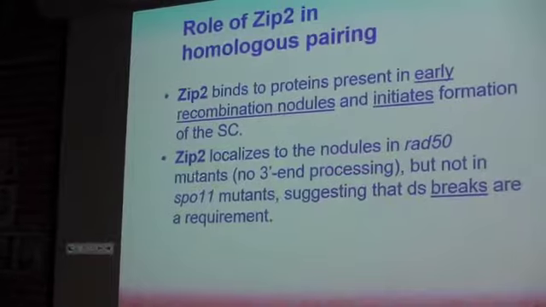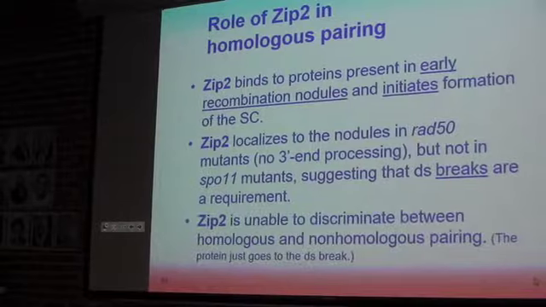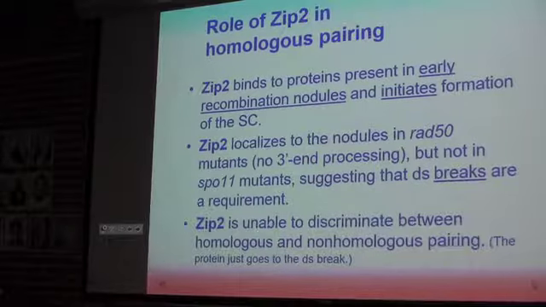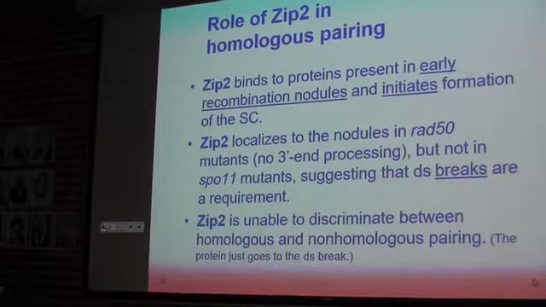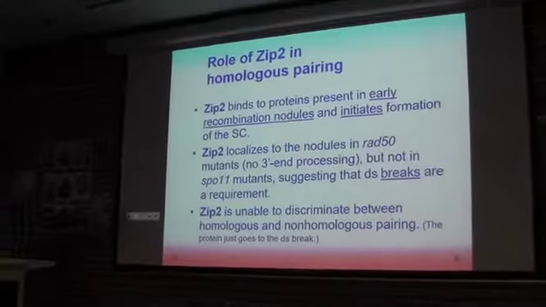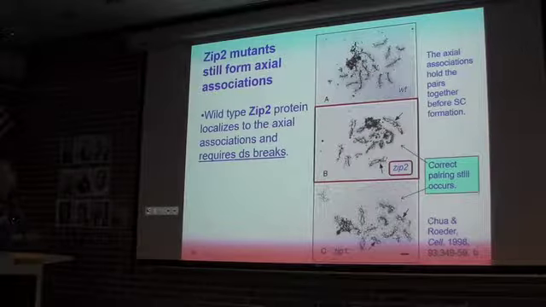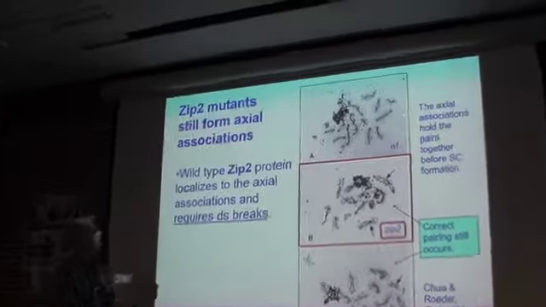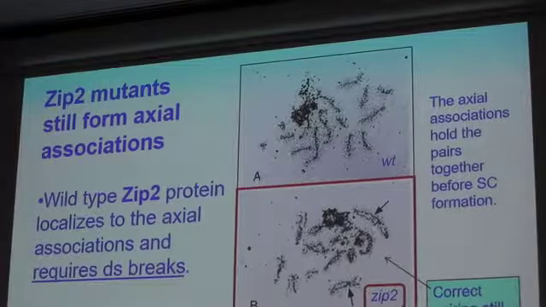Once ZIP2 is in place and it is recruited at a break, a double strand break, then it recruits ZIP1, which does the zippering. ZIP2 is unable to discriminate between homologous and non-homologous pairing. It just goes to a break. It's not involved in pairing at all. Double strand break, ZIP2 goes there. Wild type ZIP2 protein localized to the axial association requires double strand breaks. Let's look here. The axial associations hold pairs together before synaptonemal complex formation.